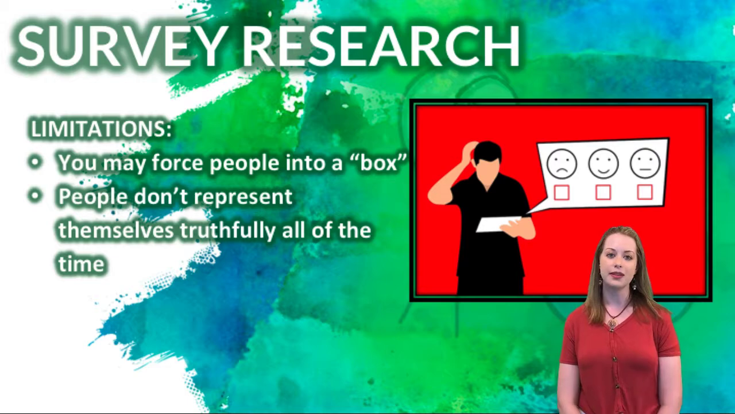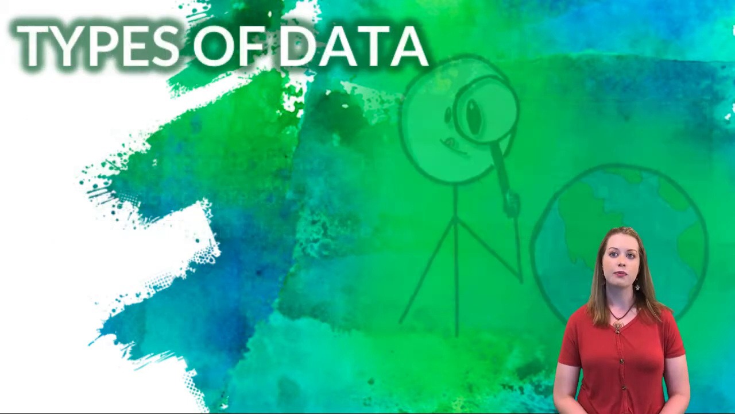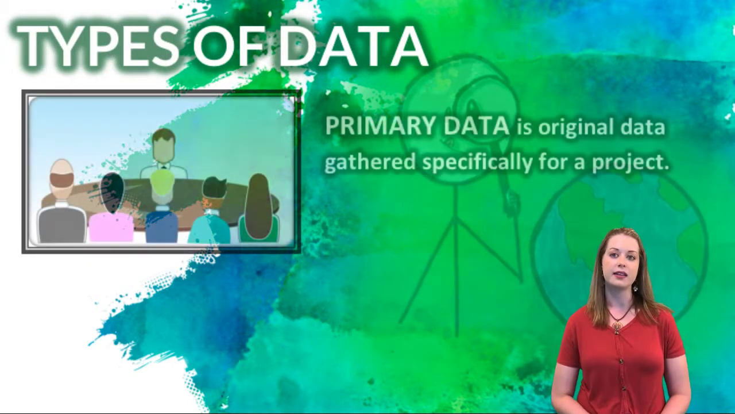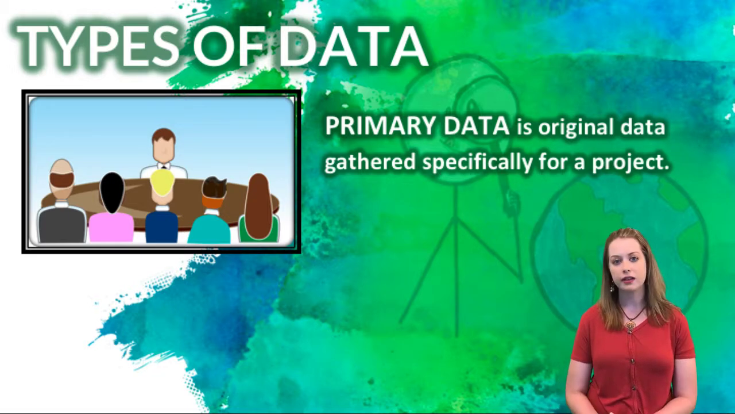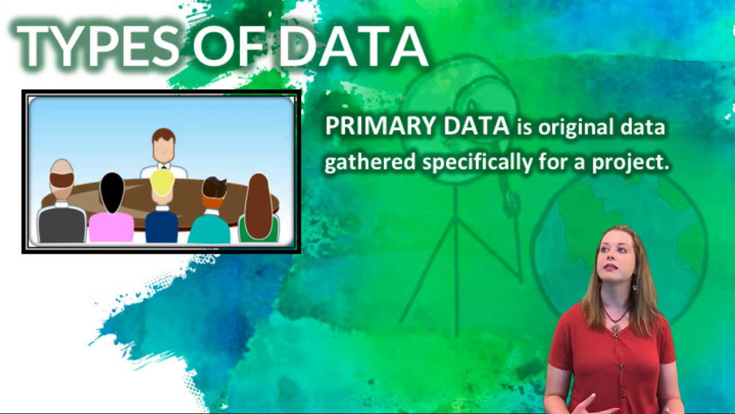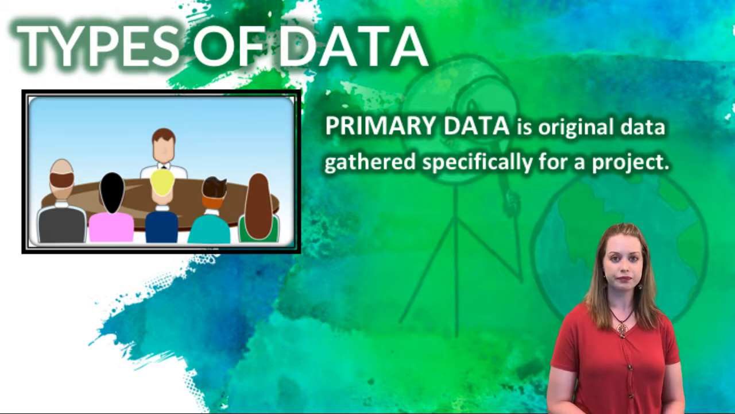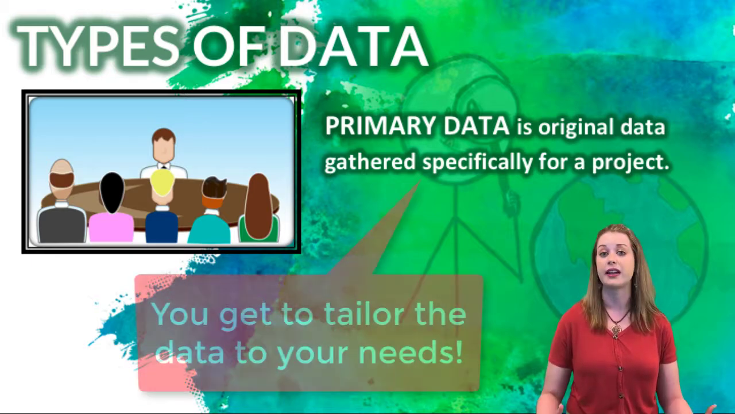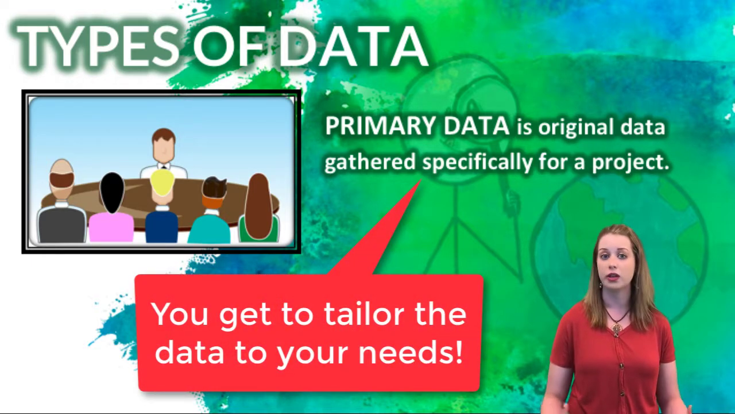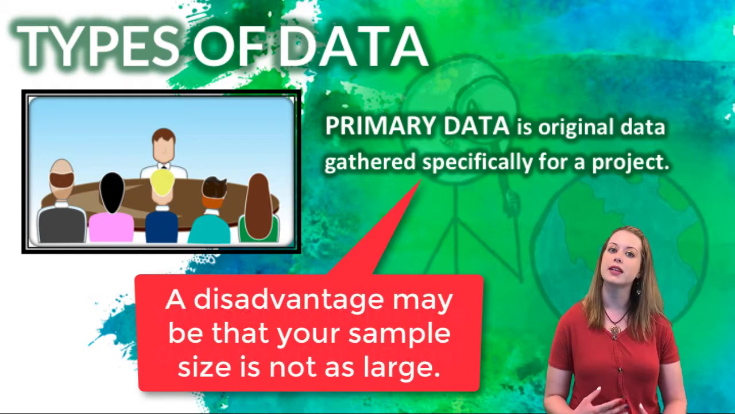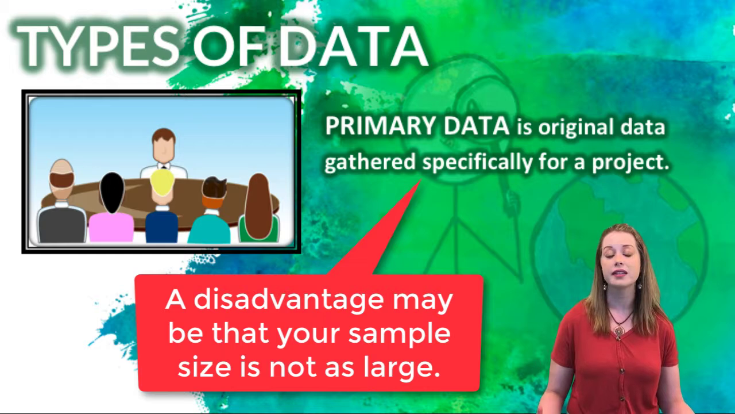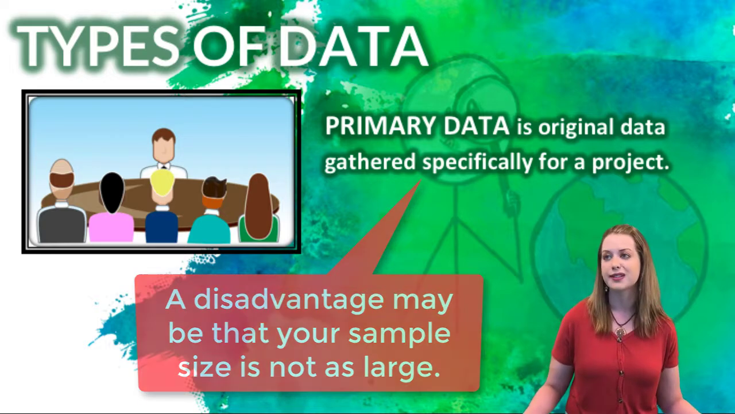Okay, so let's talk about the two different types of data. We have primary data, and this is data that is gathered by the sociologist. You design the research survey, and you get to focus on what you actually care about. The great thing about this is you get to tailor it based on your needs and what you want to study. The disadvantage is you don't get as big of a sample size compared to the US Census, which surveys everyone in the United States.